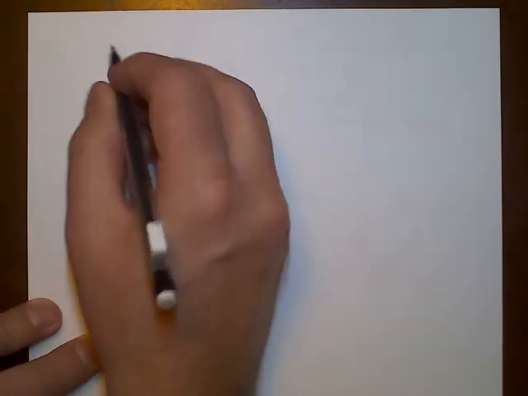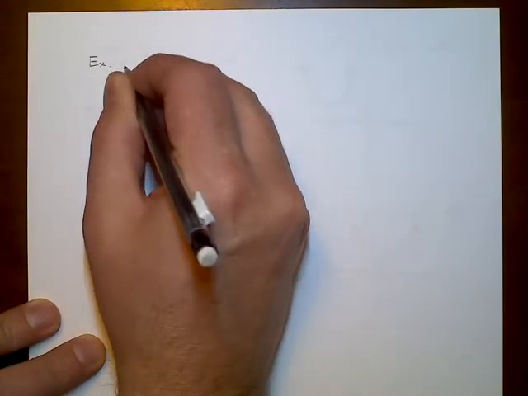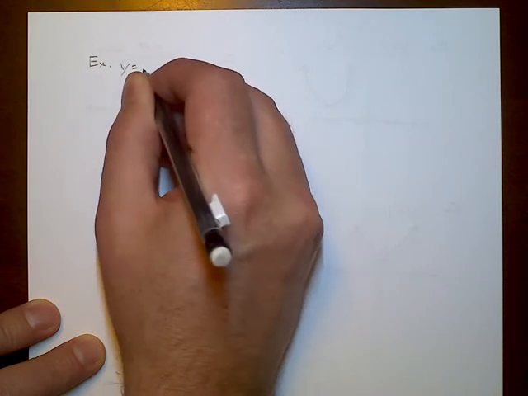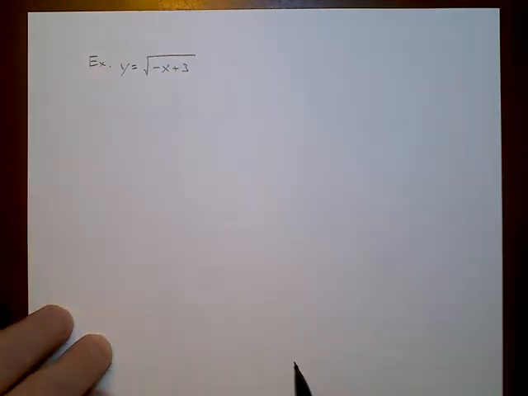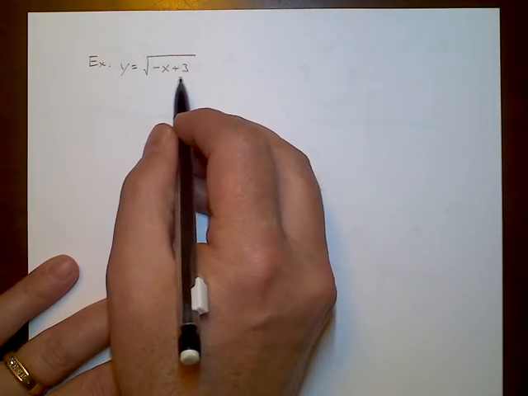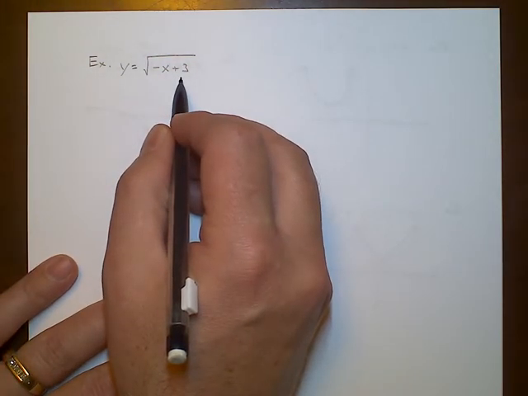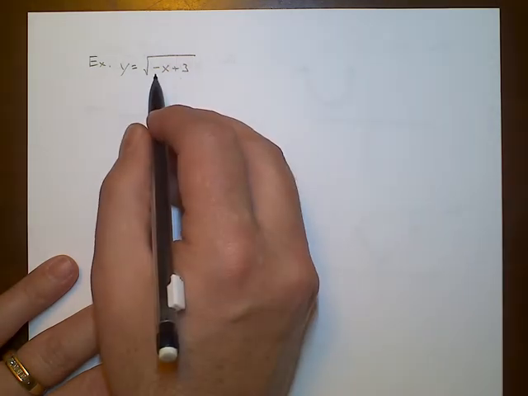There is a catch to be aware of. If we wanted to graph y equals the square root of negative x plus 3. Now, a lot of times a common mistake would be to look at this and say, well, the plus 3, that's internal, so that's going to move it to the left 3, and the negative 1 is internal, so that's going to reflect it over the y-axis.